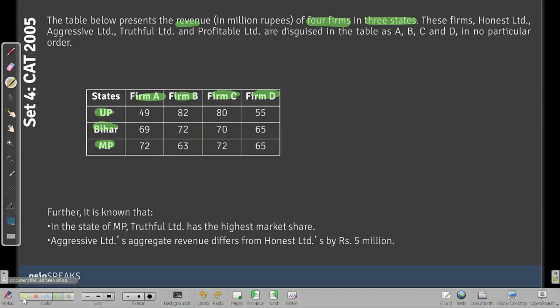Then it says that these firms, Honest Limited, Aggressive Limited, Truthful Limited, and Profitable Limited, are disguised in the table as A, B, C, and D. So eventually we'll have to understand which is which. We don't know which is which. One of these firms A, B, C, D can be honest, one of them is aggressive, one of them is truthful, and one of them is profitable.